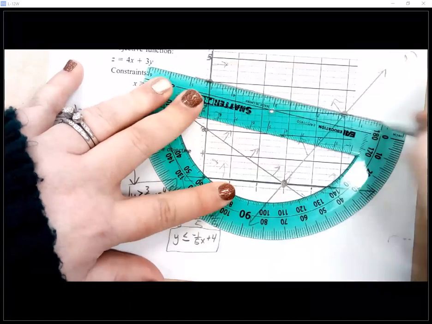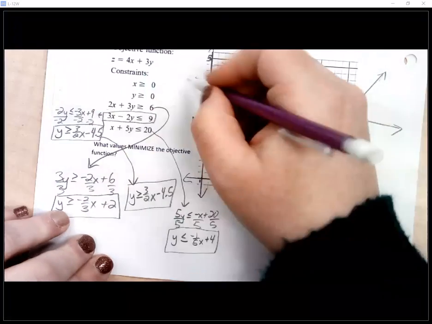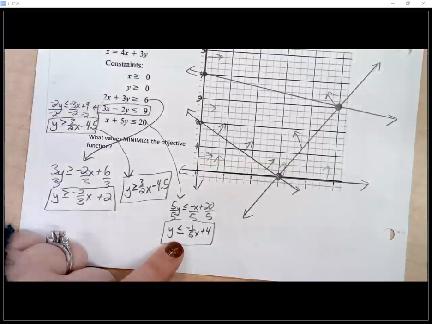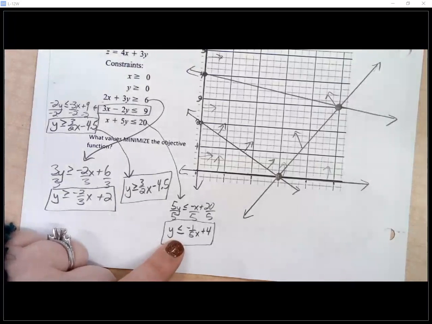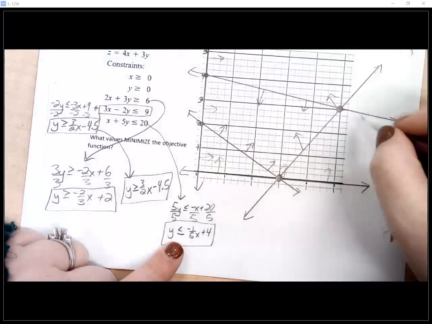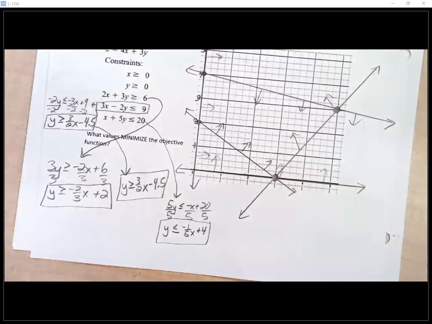Now for this line, where should I shade? Here's what it says, y is less than. So I'm going to shade below, exactly. So I go to that line and I want to shade below it. So in this case, the one region that works for all of my lines happens to be this funky quadrilateral in the middle there. Do you agree?